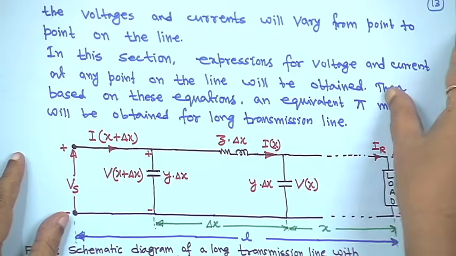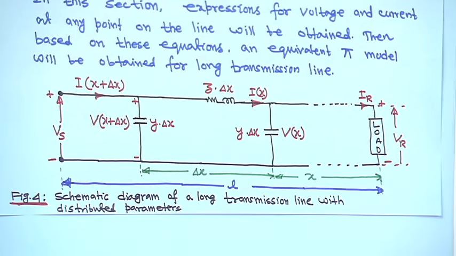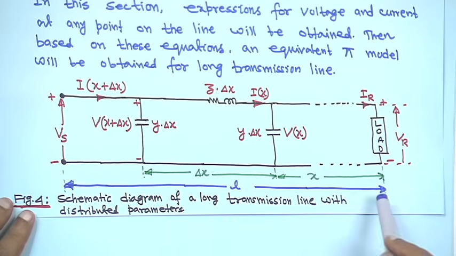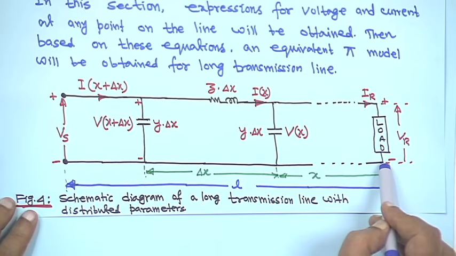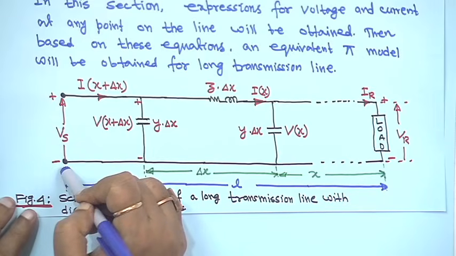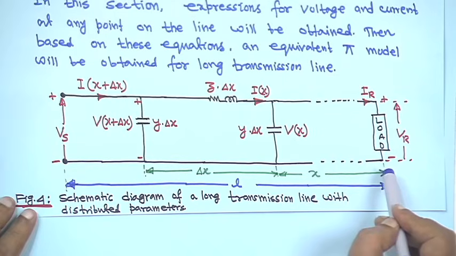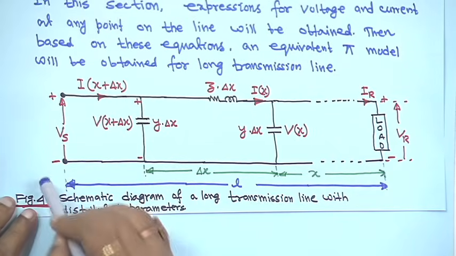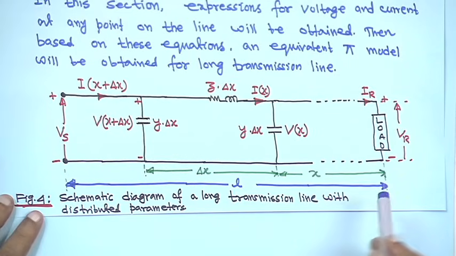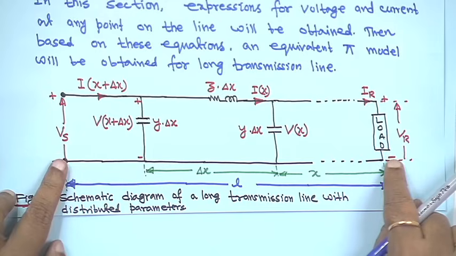Now, before going to this, first look at this diagram. This is a long transmission line. This distance we are measuring from the receiving end to the sending end. This is the sending end voltage Vs, with plus minus polarity shown. This is Vr. The dashed line means it is a long line, and from this side we are measuring the distance. The total line length from here to here is L.